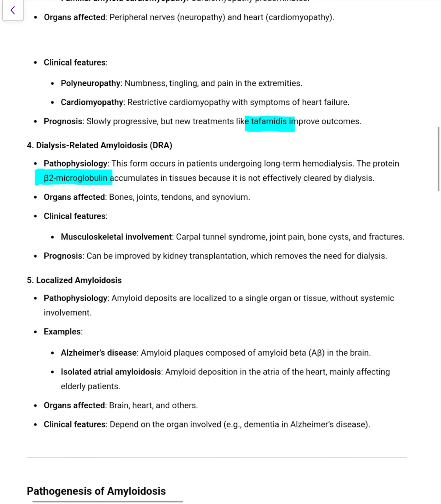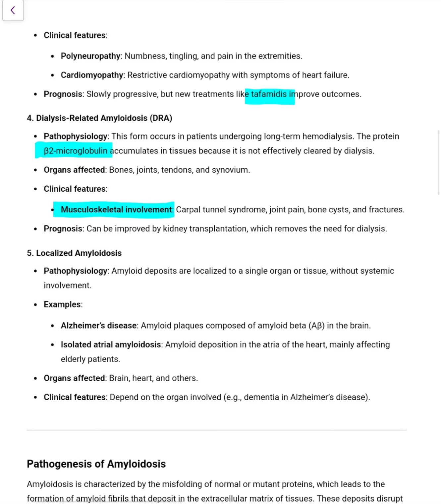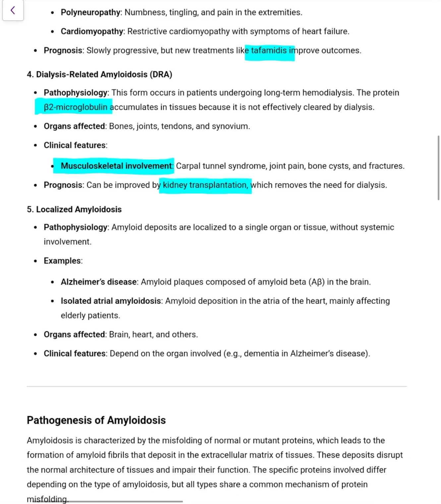Commonly it affects the musculoskeletal system. Symptoms like carpal tunnel syndrome, joint pain, bone cysts, and fractures will be there. Now the prognosis can be improved with kidney transplantation, which removes the need for dialysis. And the fifth type, the last type, is localized amyloidosis.